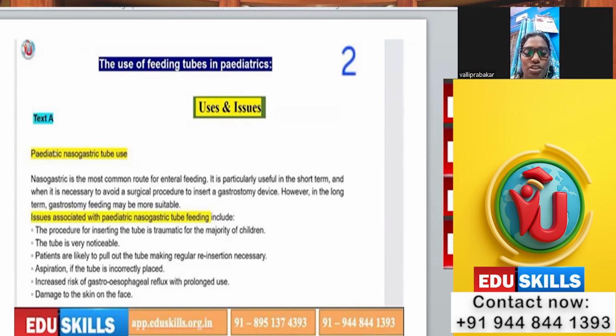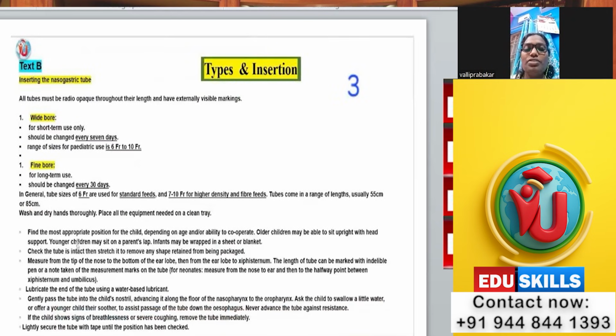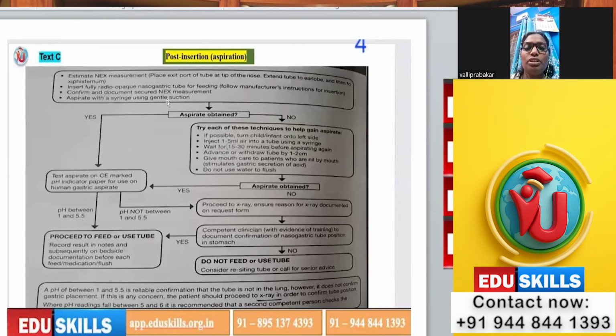Then next, Text B. Text B is types and insertion. In that, inserting the nasogastric tube, wide bore tube and fine bore tube. So we can give the heading like types of insertion. Then next, Text C. Text C is about post insertion aspiration. There are steps in that, so we can keep the heading as post insertion aspiration.